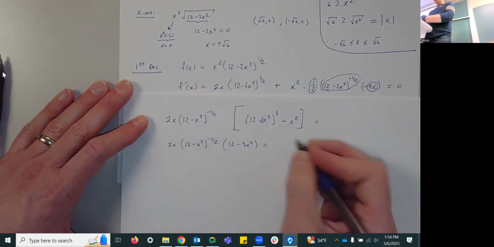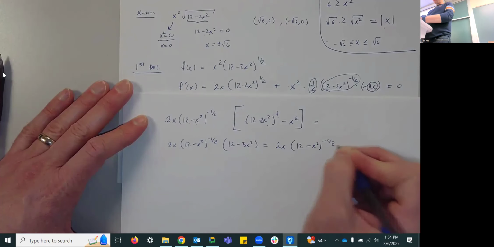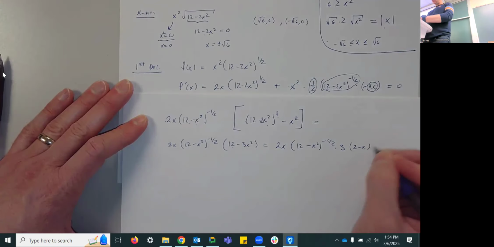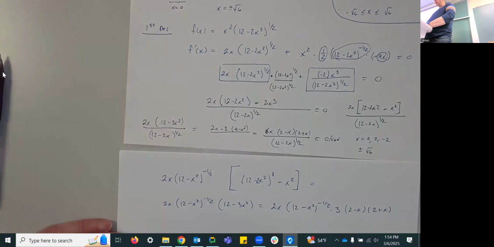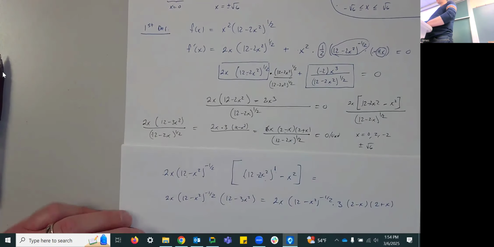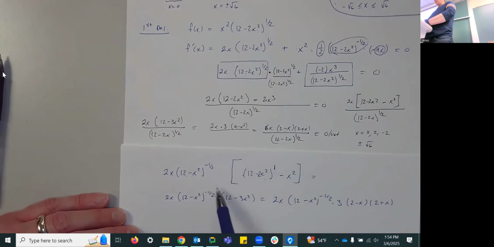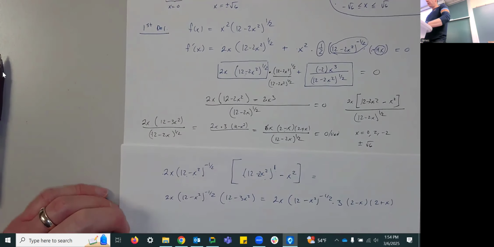And this exactly factors in the same way. It's 2x times 12 minus x squared to the -1/2 times 3 times 4 minus x squared, which is 2 minus x times 2 plus x. That is exactly the same as what we've written right here. It looks a little bit different. I would do it this way personally, but I feel like some people don't love factoring out the thing to a negative power. So that's why I showed both of those.